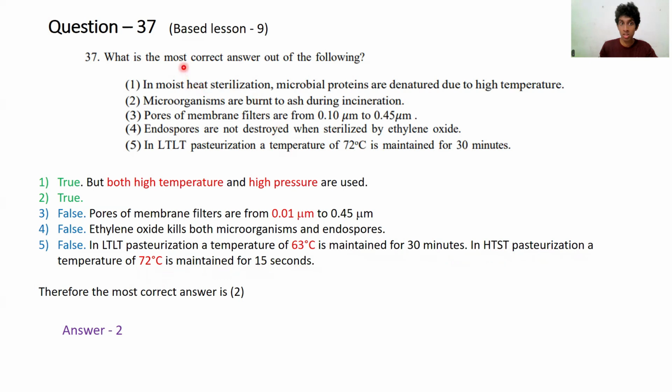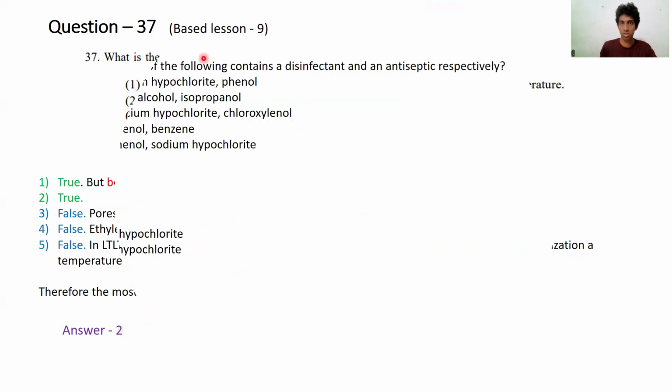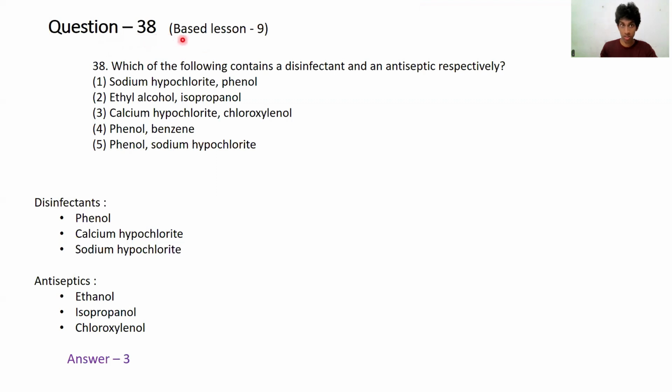Therefore, as they are asking for the most correct answer, out of 1 and 2, the most correct answer is the second. So the answer is 2. Question number 38. It is based on the ninth lesson. Which of the following contains a disinfectant and an antiseptic respectively?